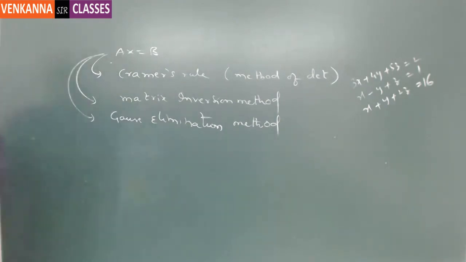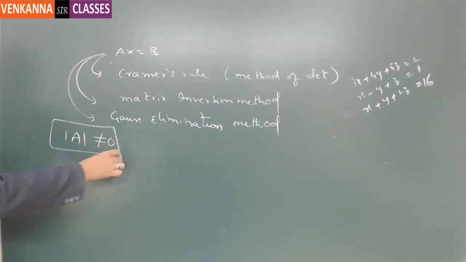First of all, we should know whether the given system will possess a solution or not. So for the application of these methods, the determinant of the coefficient matrix must be not equal to 0. Then only it is applicable. It means the system will possess a unique solution.